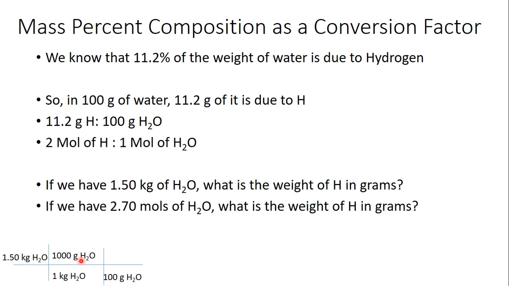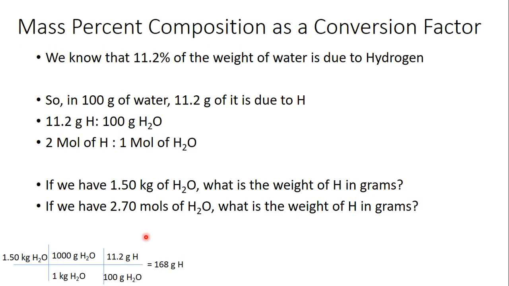Now I'm going to convert this water into hydrogen. So up above, because of this mass percentage, we know for every 100 grams of water, we have 11.2 grams of hydrogen. Now, our final unit, grams of hydrogen, is what we want in our question. So I multiply everything at the top divided by everything at the bottom, and we should get that in 1.50 kilograms of water, there are 168 grams of hydrogen.